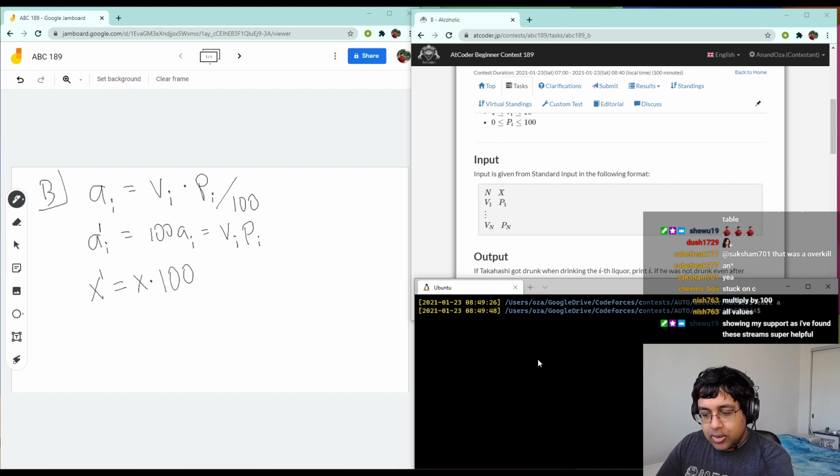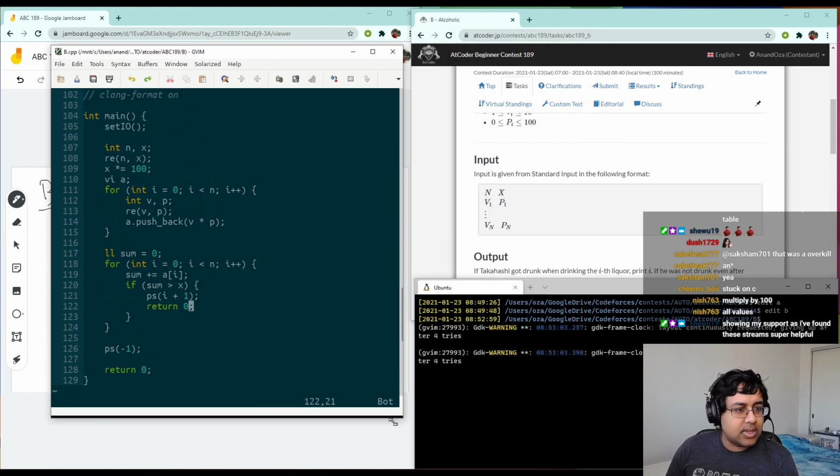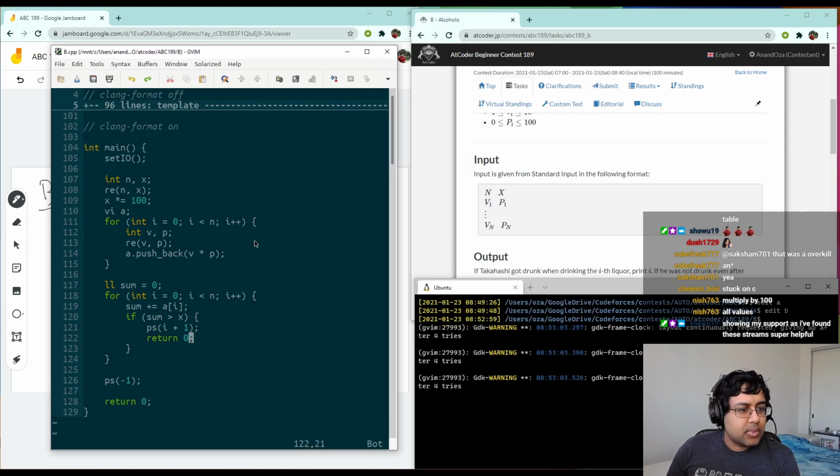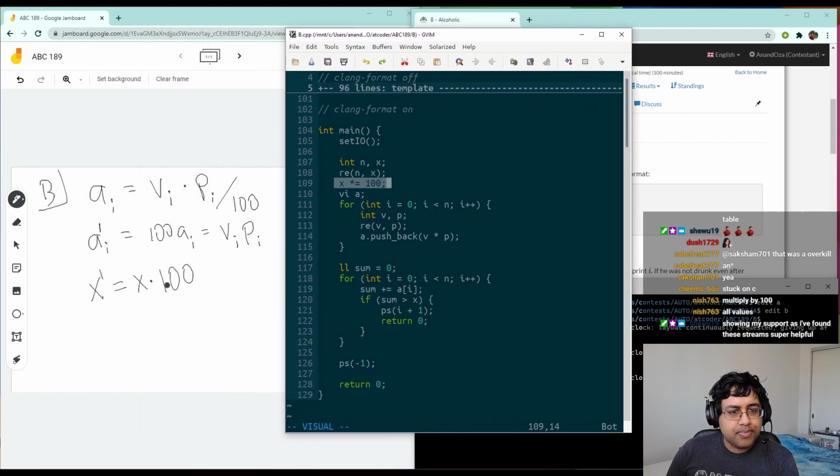Cool. Okay, so let's look at the code for this, and then I'll chat slightly more about some of the edge cases on B, some of the possible gotchas. So you can see here that I transformed, as we discussed, x into x prime by multiplying by 100, and then I did v times p for each value of a prime. So I didn't divide by 100, and this way everything is still an int.